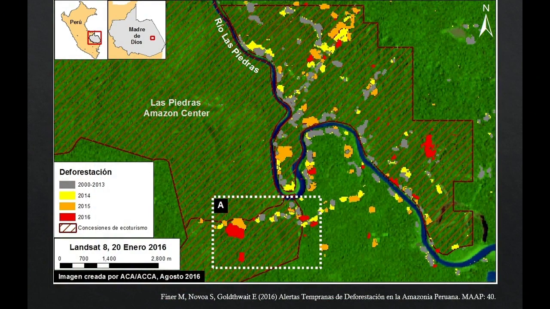And this has also been studied by the Monitoring of the Andean Amazon Project, which has reported deforestation on the southern border of the Las Piedras Amazon Center, as you can see in this image, in 2015 and 2016. Las Piedras Amazon Center is actually acting like a buffer, preventing deforestation on the left side of the river.